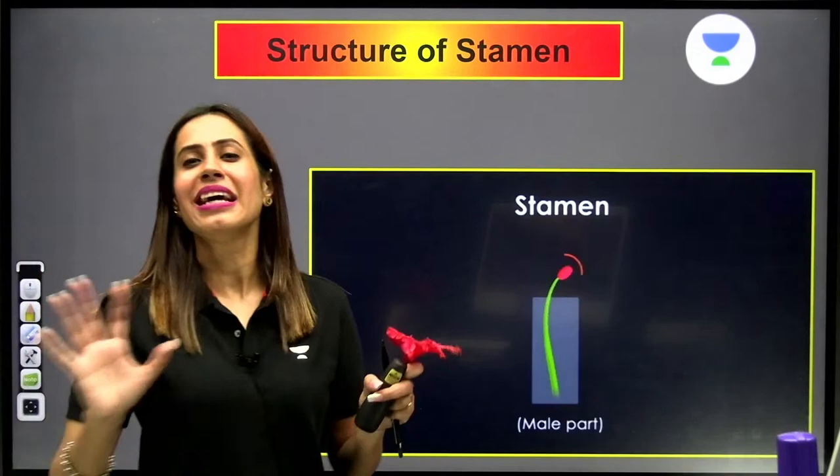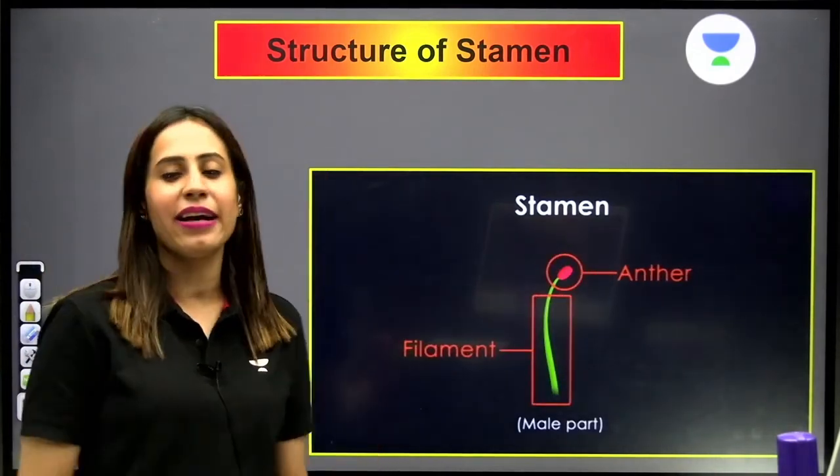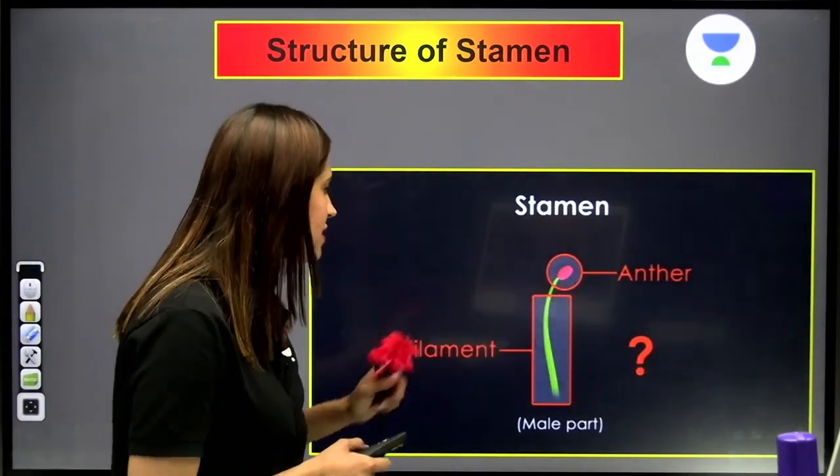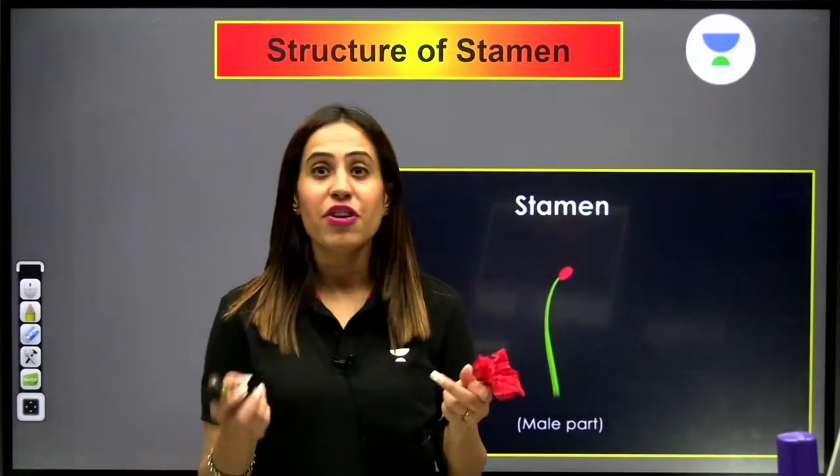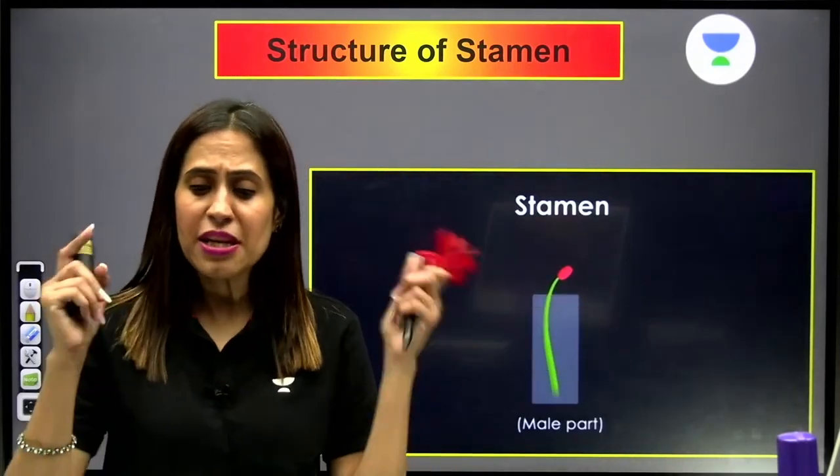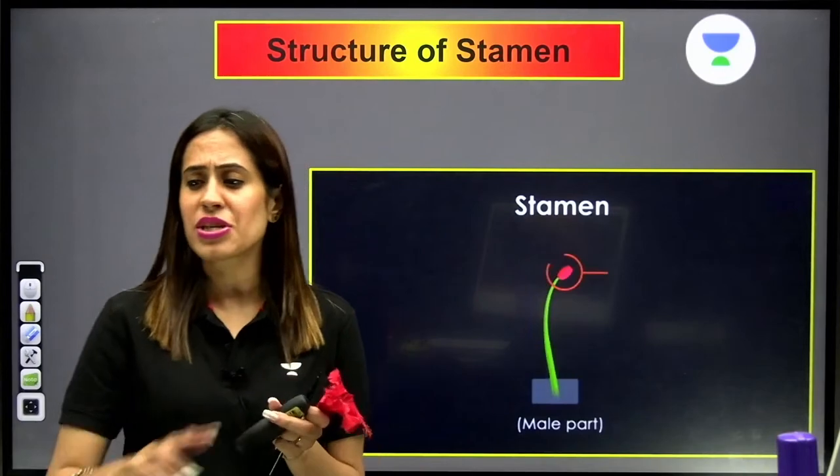Yes, everybody has written correctly, 10, very nice. Okay, so this is anther, this is filament. Which is the fertile part? Which is the fertile part? Tell me quickly, which is the fertile part?